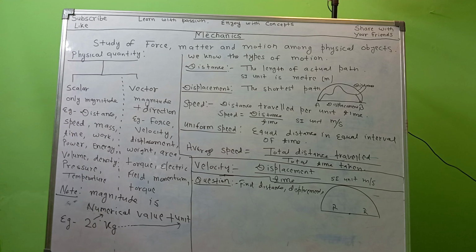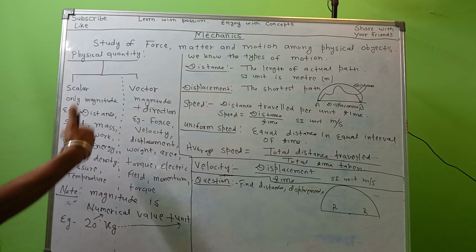Like distance, when we travel from one point to another point, we say we cover some distance, maybe x distance, y distance, or 20, 50, 100, 200. So that has a numerical value and a unit.